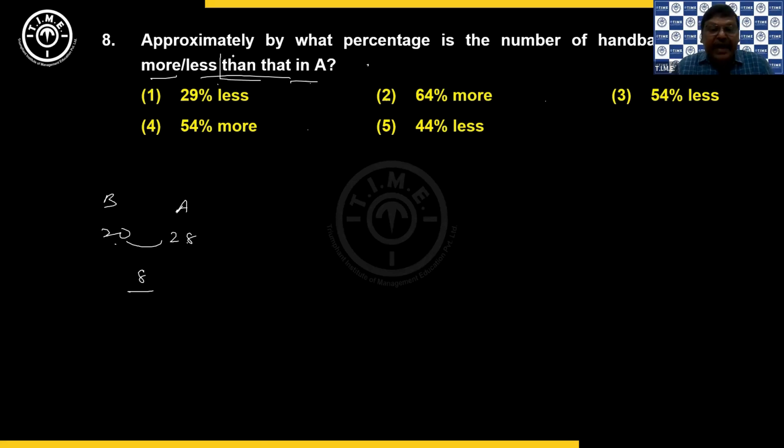Simple, please. Than that in A, then whatever follows goes to the denominator. So it is A, 28, into 100.